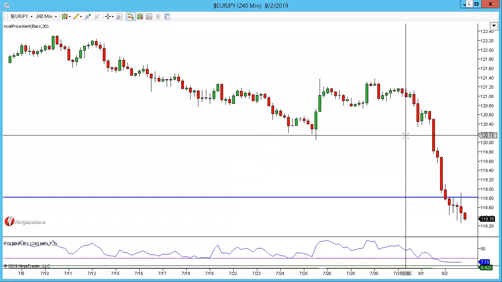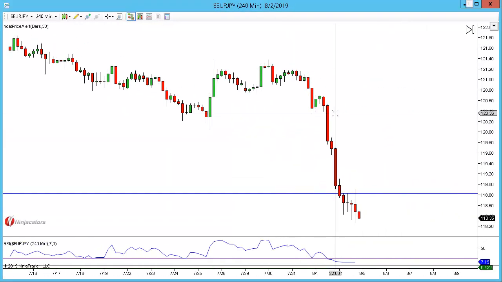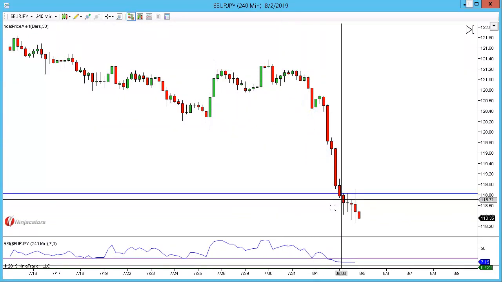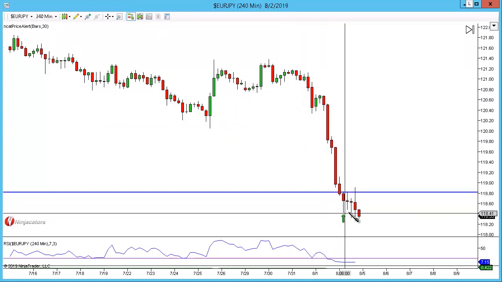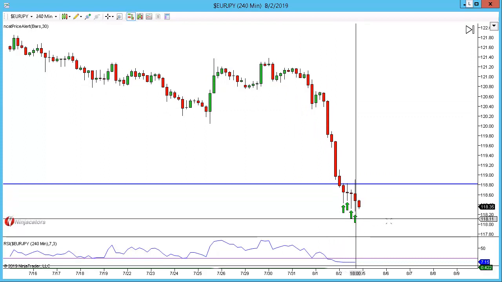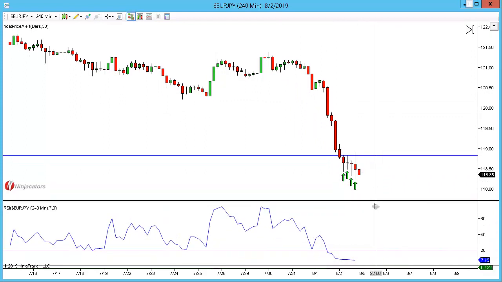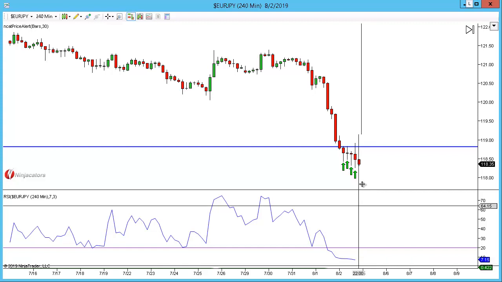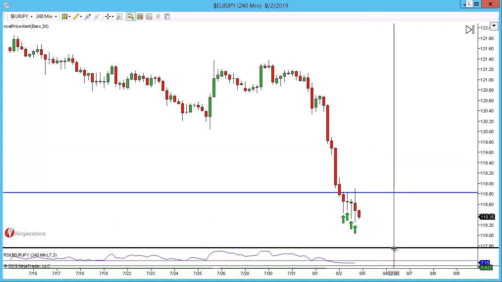If we drop down to the 240, my concern here is that we could see a retracement. So we've had a very directional run, and right here we're starting to see wicks, and we're failing to put in new lows, and we do also have the RSI confirmation here, which is massively oversold at around 6 or 7. So we could see a retracement here.